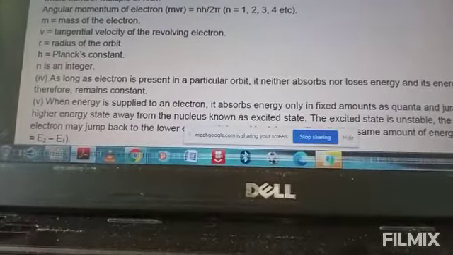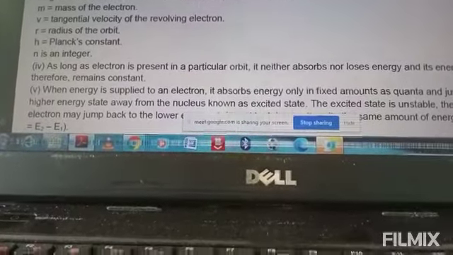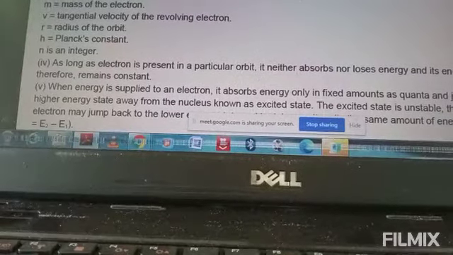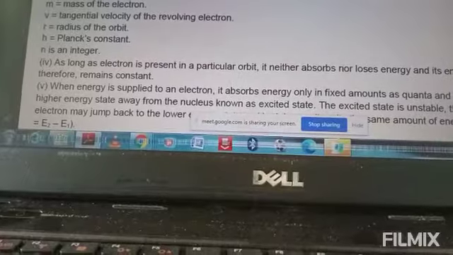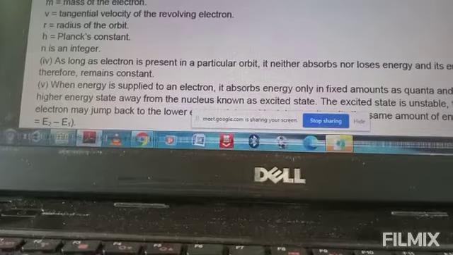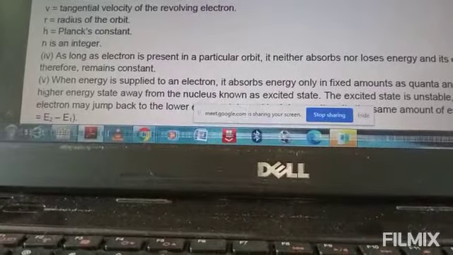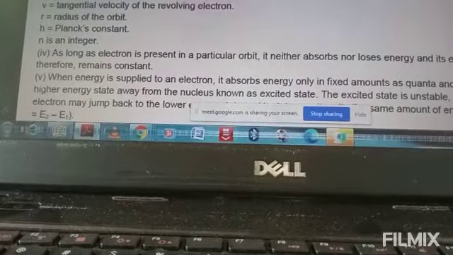rn equal to n square a naught. Here n indicates the shell. So for the hydrogen atom, the shell is only 1, so r1 equals 1 square into a naught, where a naught we have taken as 52.9 picometer. So Bohr's hydrogen atom radius is 52.9 picometer. This is what we have done.